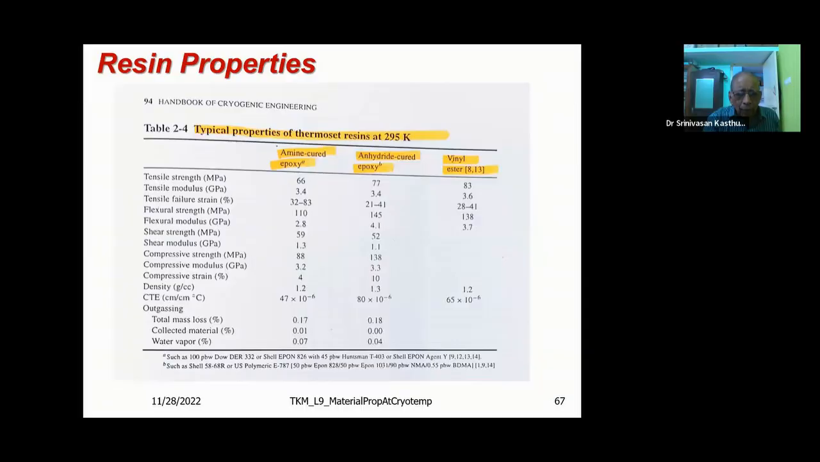Here again, the properties of thermoset resins are given at 295 K: material tensile strength, tensile modulus, tensile failure strain, flexural strength. Various numbers are given here, including properties like outgassing, total mass loss, collected volatile condensable material, how much it is there, and water vapor, etc. All these things are listed out here. These are done for different resins: thermoset resins, amine cured epoxy, anhydride cured epoxy, and then vinyl ester, etc.